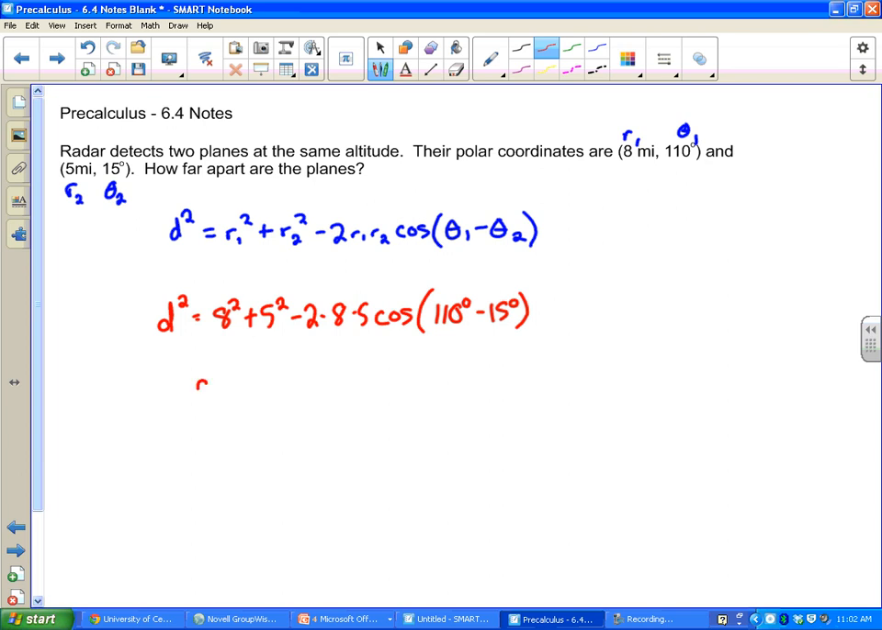So for d squared, I got 95.97, and then we square root each side, which I did not actually successfully do. Okay, d equals 9.8 miles. And that's the answer. So that is section 6.4.